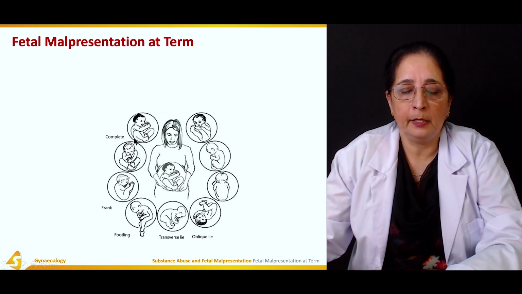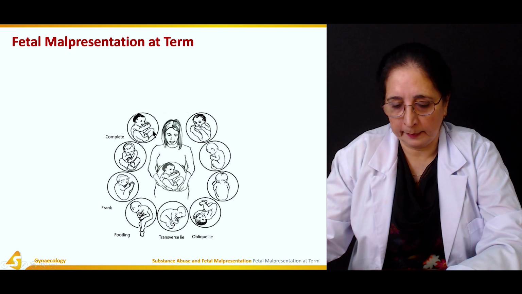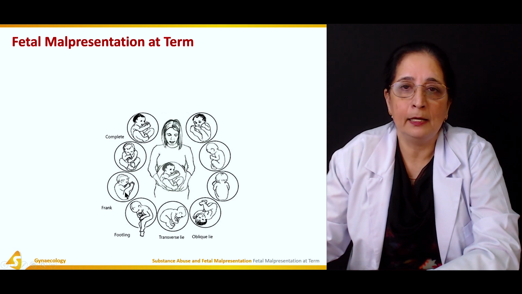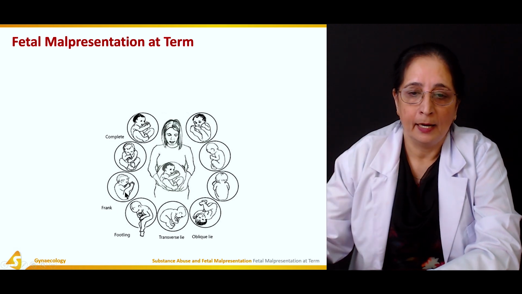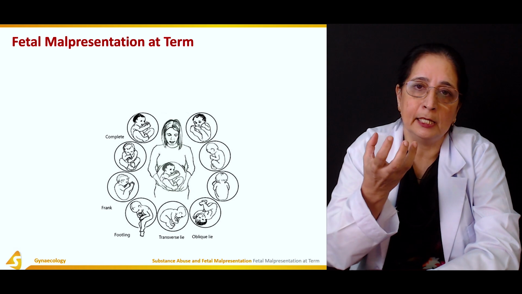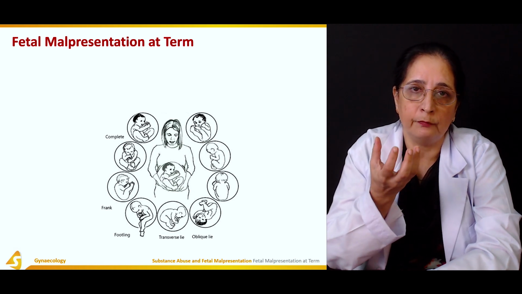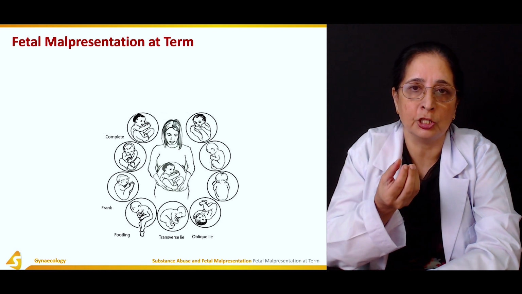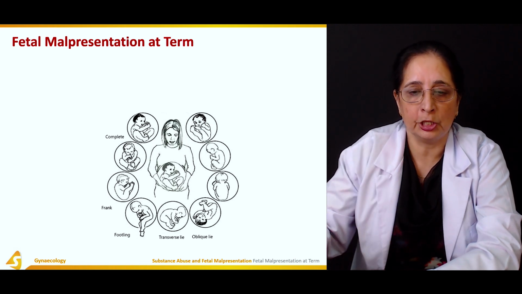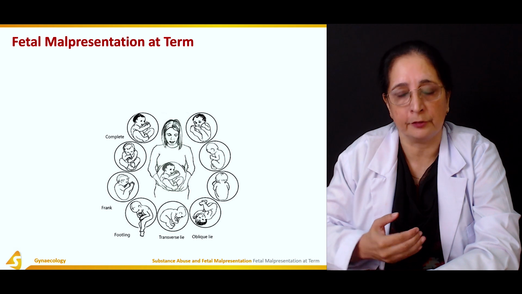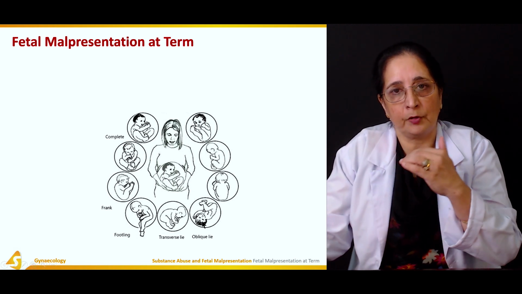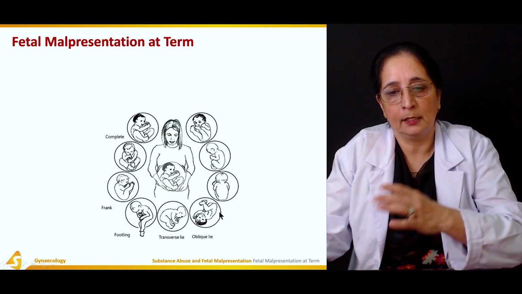So complete breech is the baby with the legs flexed at the knee. Frank, legs are extended, and then footling is the condition as the name shows. The foot is the structure of presentation, and foot comes first. And transverse lie, when the lie is transverse, and oblique lie.